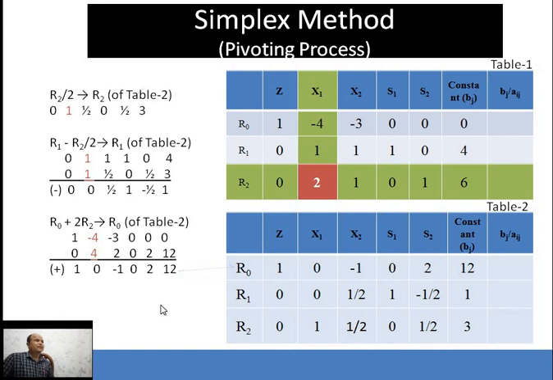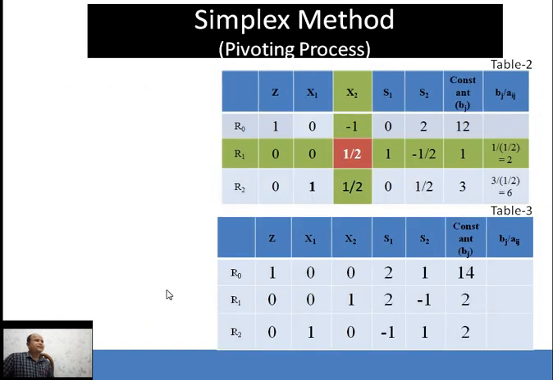Okay, let us see the next table. That is the table we have already calculated, table number 2. Again we have to proceed the same way as we did from table number 1. Here we have to see whether R0 has a negative value or not. Here is one negative value, that is minus 1.